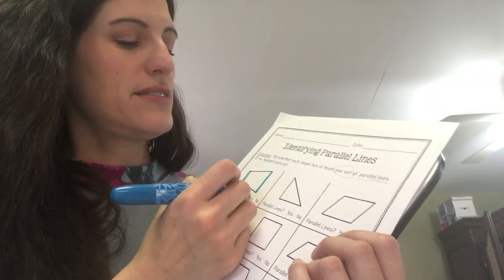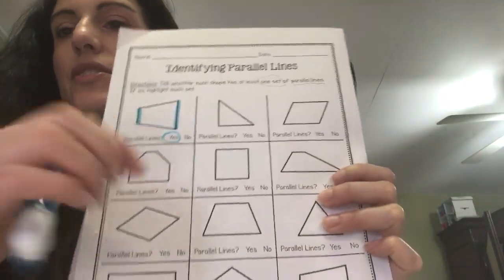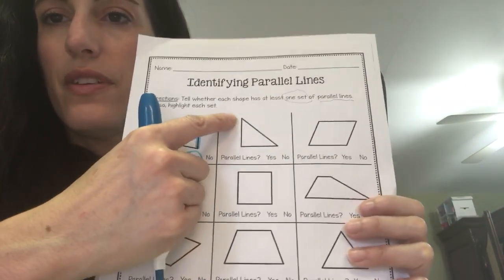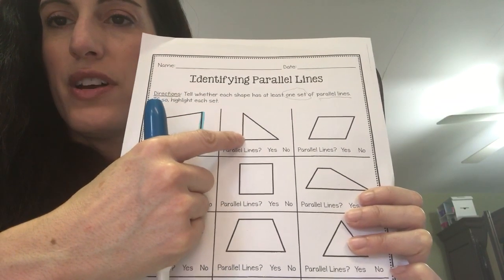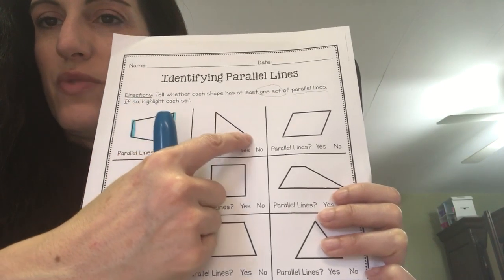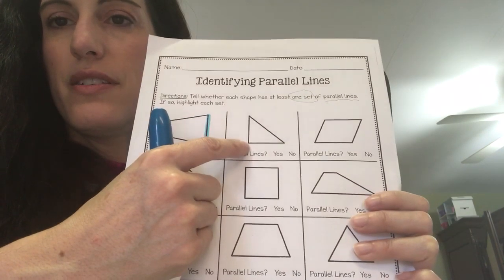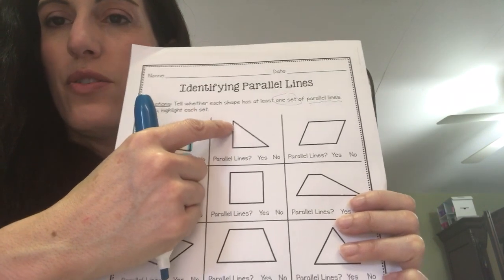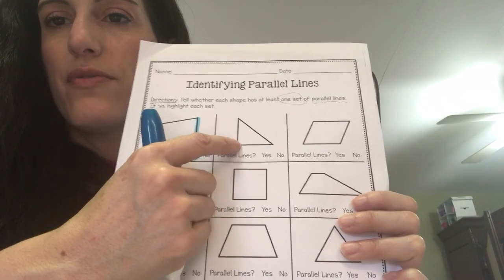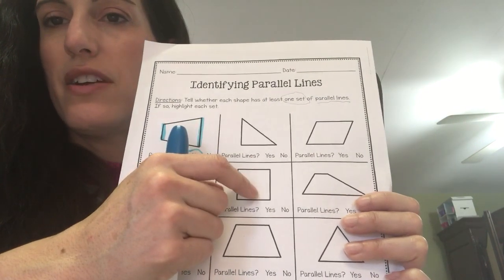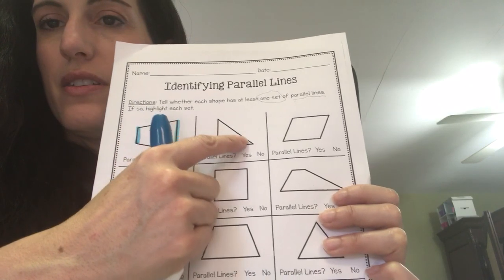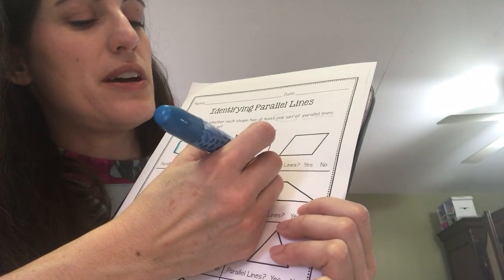So yes, we do. Let's look at the triangle. This one and this one parallel? No. This one and this one? Oh, those are perpendicular, aren't they? Forms a 90-degree angle, but not parallel. This one and this one? No, not parallel.